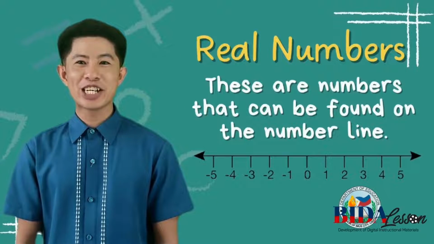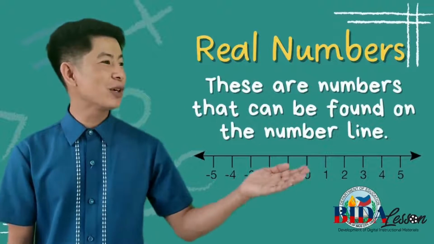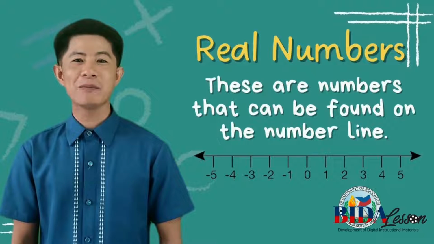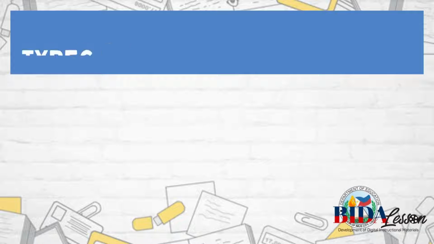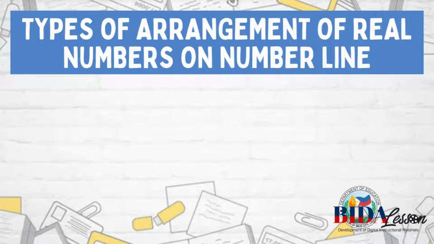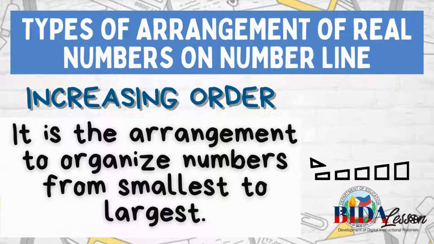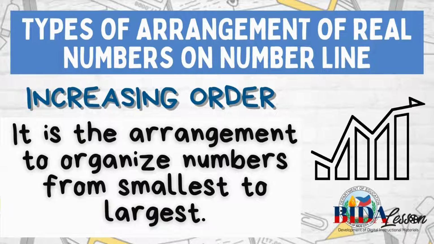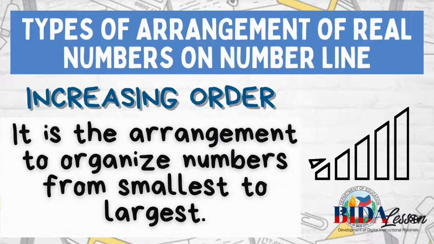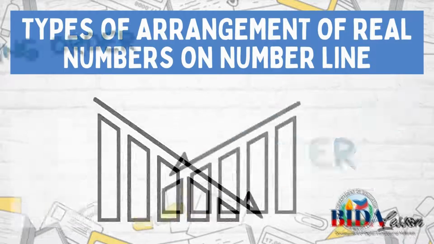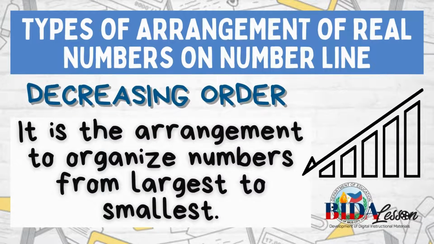Since real numbers are numbers that can be found on the number line, then we must know the arrangement of real numbers by plotting them on it. There are two types of arrangement of real numbers on the number line. Number 1, increasing order. It is the arrangement to organize numbers or items from smallest to largest. Number 2, decreasing order, which means to arrange them from largest to smallest.